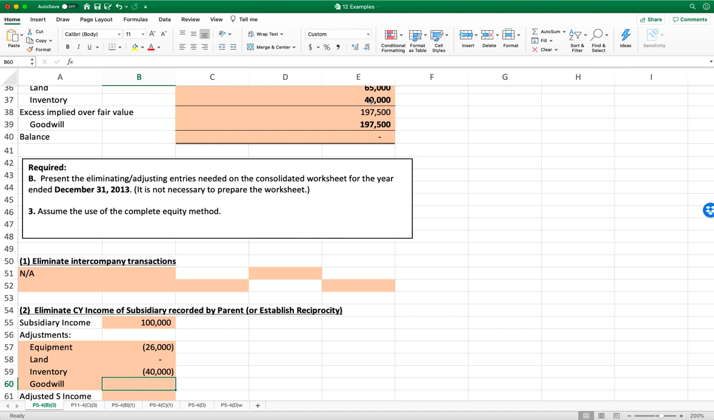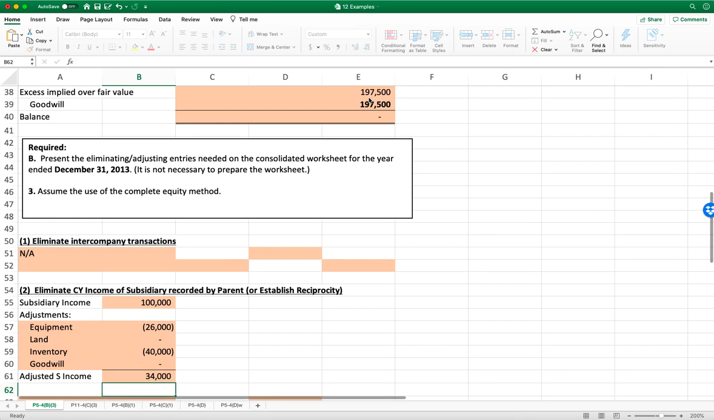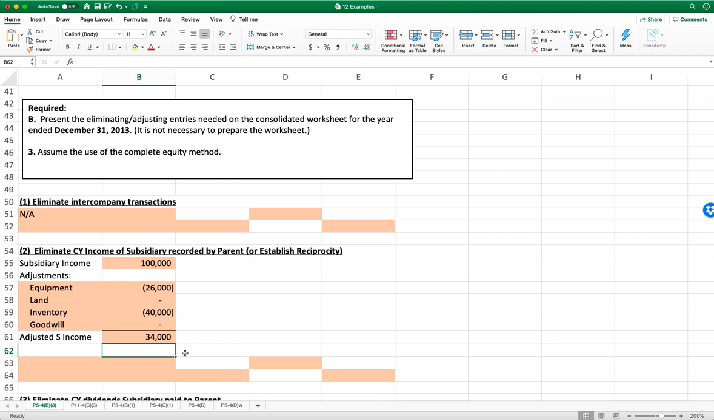All right, and then goodwill impacts our income statement when it's impaired. So we don't have any reason to believe goodwill is impaired, so we're good there. So we're going to add these guys up. And that gives us an adjusted subsidiary income of $34,000. So again, under the partial equity method, we would just trust them and say, okay, they reported $100,000. Our ownership percentage is 80% of that. We're going to increase our investment in S and record equity income.